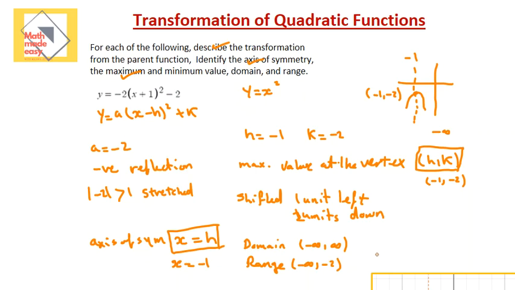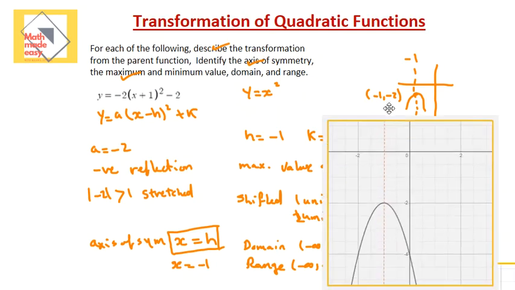Or that the range, because it's reflected, is from -∞ until k. And if it's not reflected, it's going to be from k to infinity. So h and k help me to find the vertex. They help me to find the axis of symmetry. They help me to identify the range.